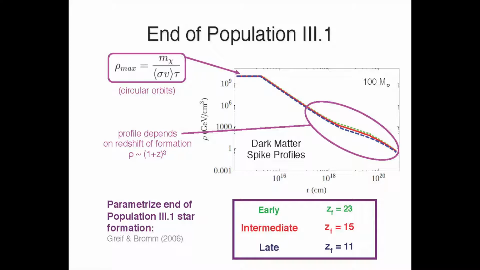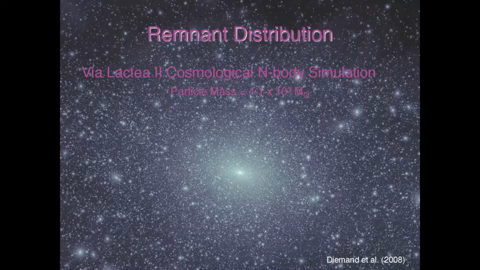So this is the dark matter density as a function of radius for an individual spike around a 100 solar mass black hole. There are a couple features here to point out. One is just that there's this plateau at low radii. So this is the maximum density that you can have, assuming circular orbits, because it would have been depleted by annihilation in the center, essentially. And then you can also see that the profile depends pretty weakly, but it does depend on the redshift of formation. So if it formed in a more dark matter dense environment, then you get a little bit of a boost there. So where do we get our distribution?